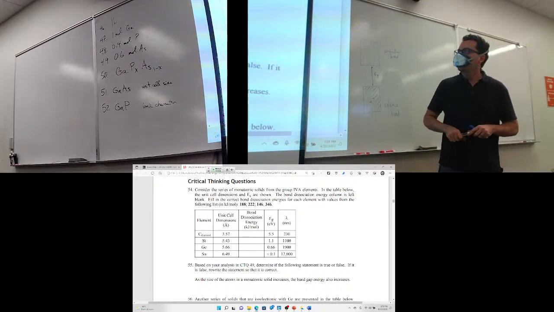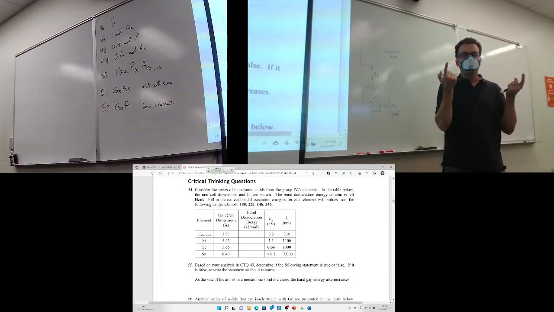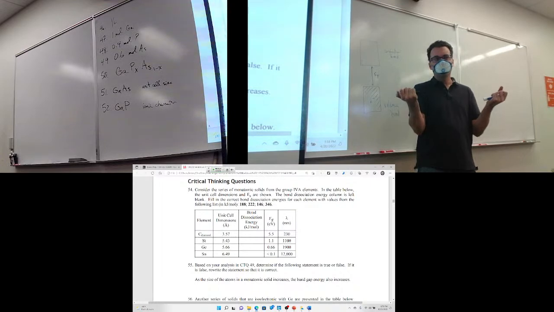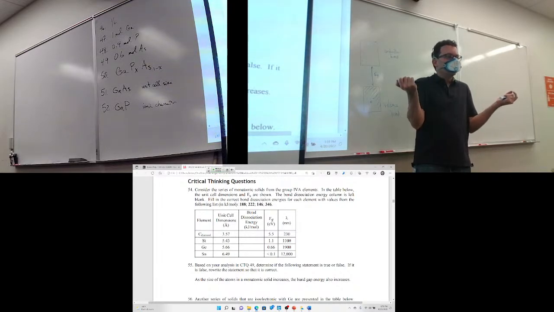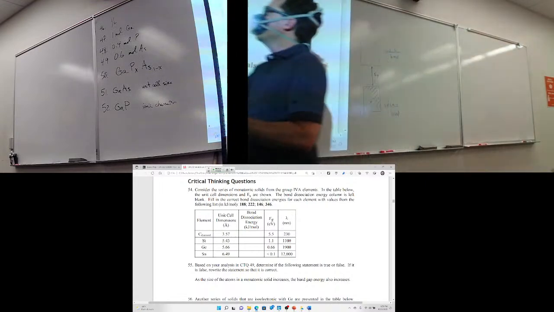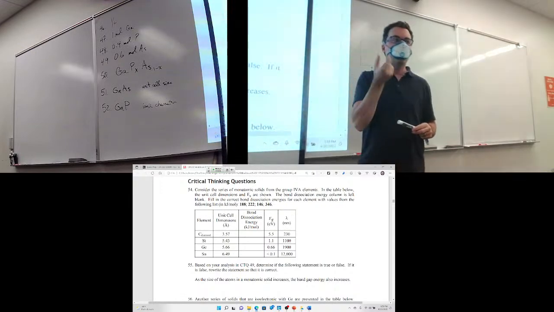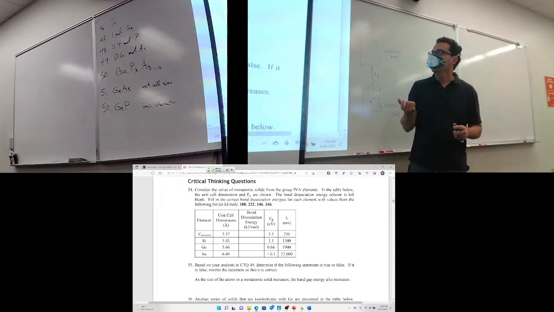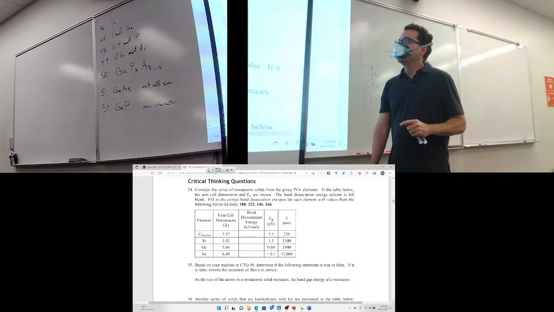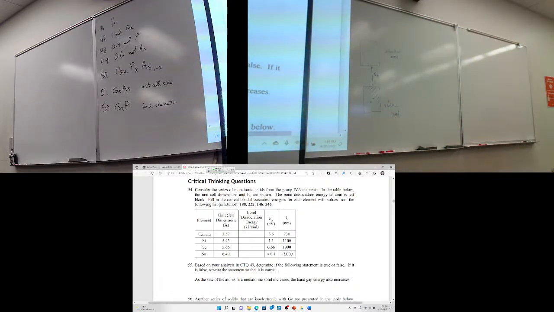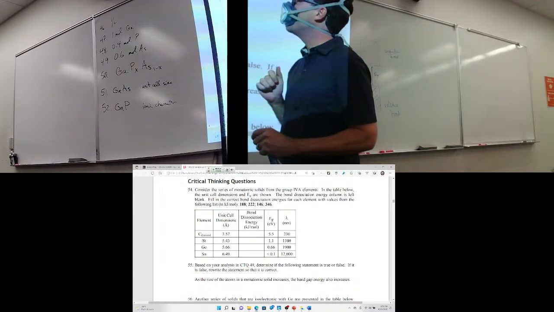So which one's going to have the largest bond dissociation energy? Diamond, right? Carbon is going to have the strongest bond out of all these. How can we tell? It's the smallest. So smaller atoms make stronger bonds on average. More electronegative is probably partly true too, but we're just going to go by size at this point. So it's going to have the highest energy required to break that bond.